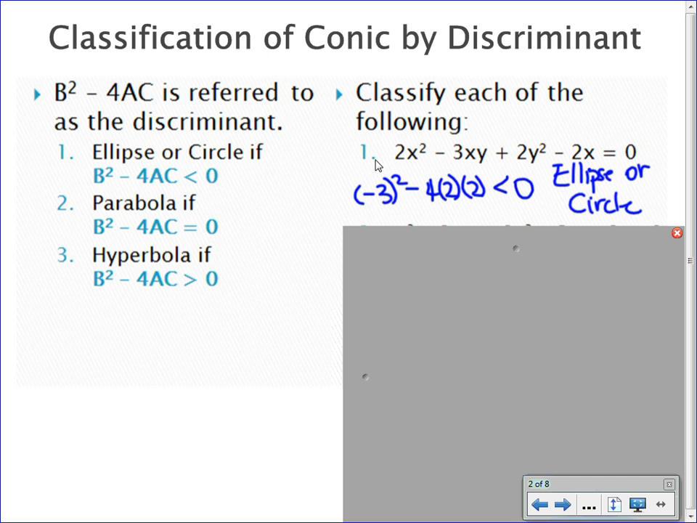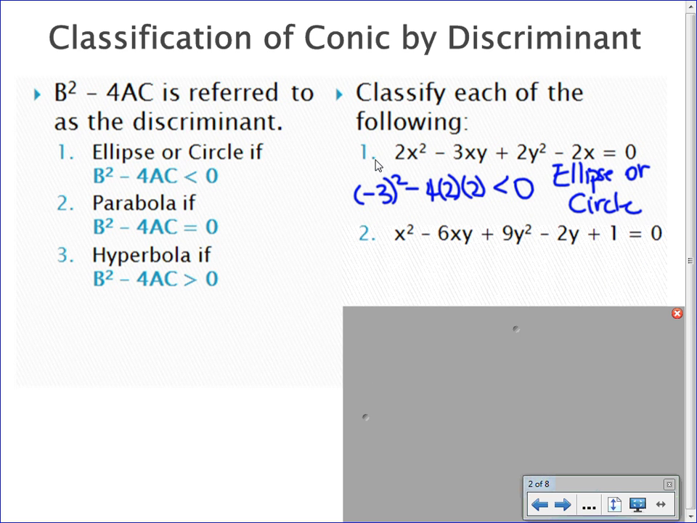Okay, well I'm following b squared minus 4ac. A is 2, c is 2. A is the coefficient of x squared, b is the coefficient of xy, c is the coefficient of y squared. Okay? Here's this one. I see that xy present. I know that it is a rotation.